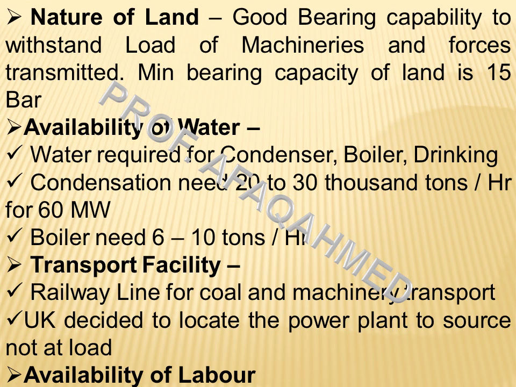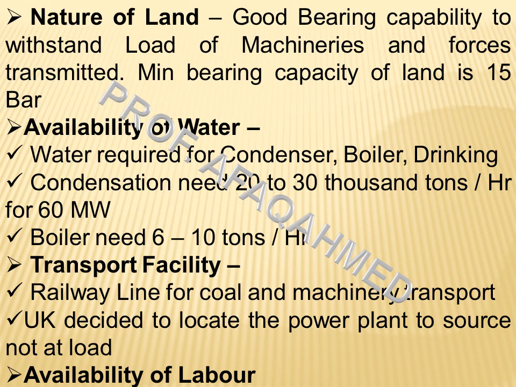Next is availability of water. Large quantities of water are required for the condenser, for disposal of ash, for feed water to the boiler, and for drinking water for the working staff. The quantity of cooling water required in the condenser for condensing the steam coming out from the turbine of a 60 megawatt capacity plant is of the order of 20 to 30,000 tons per hour.